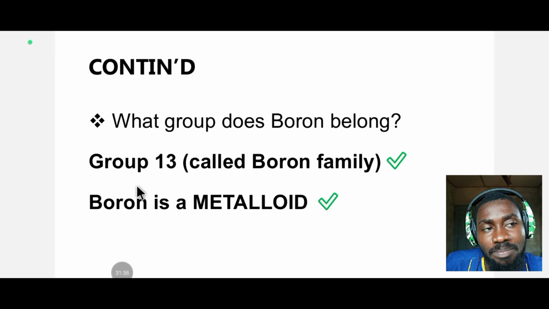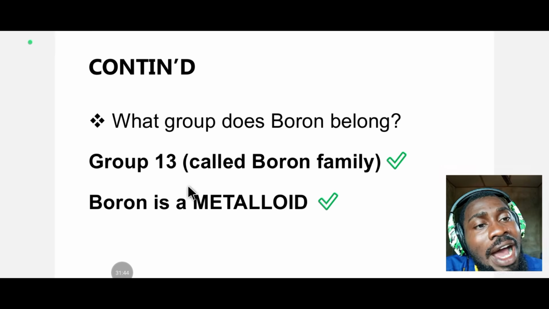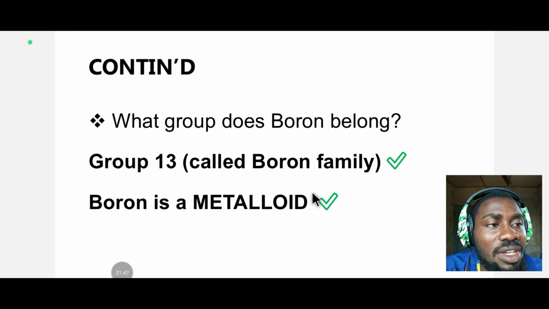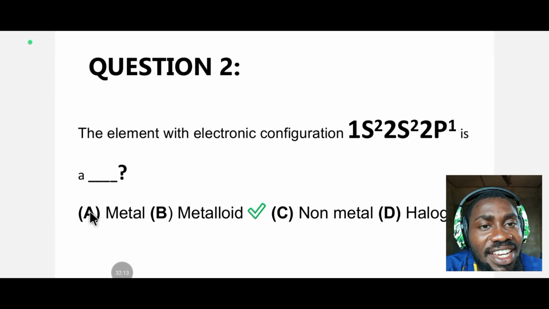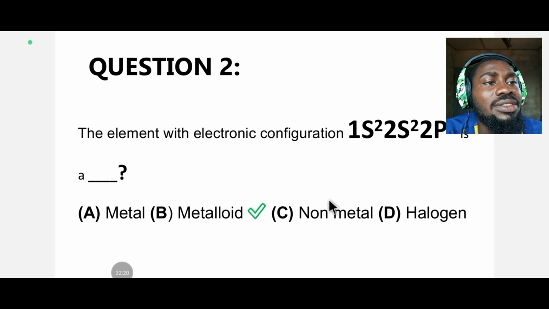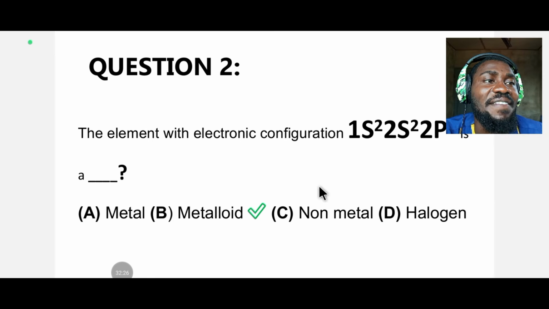Boron is a perfect candidate for that. So boron possesses both the properties of metals and non-metals. We also have other metalloids such as silicon, germanium, and so on and so forth. So let's go back to the question. It says the element with the electronic configuration 1s2, 2s2, 2p1 is a dash. A, metal. B, metalloid. C, non-metal. D, halogen. What's the answer? The answer is metalloid. That's the answer.